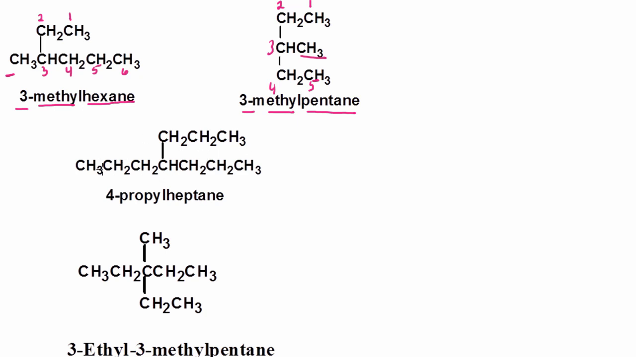Let's take a look at this one. My longest continuous chain is 1, 2, 3, 4, 5, 6, 7. And let me just try a couple of other possibilities. 1, 2, 3, 4, 5, 6, 7. I'm just going to go with this here. So we have 7 carbons. We have a heptane, and 1, 2, 3, 4, 5, 6, 7. So that means on carbon 4, what I have is this propyl group.